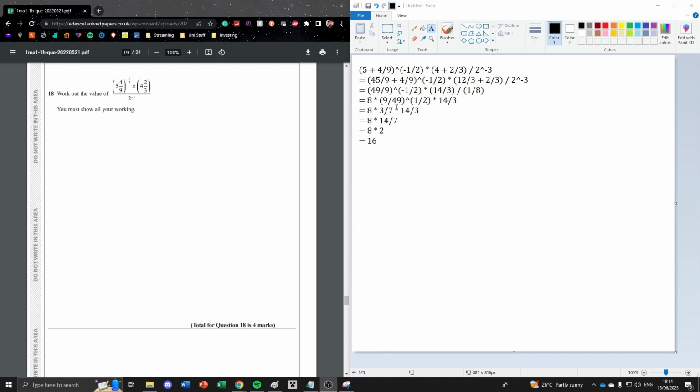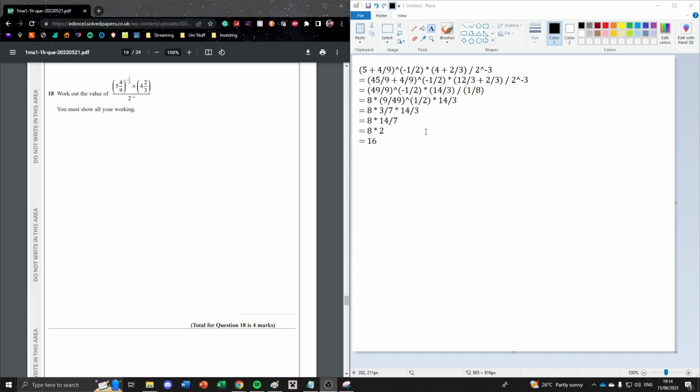One of our final steps is, of course, power of a half effectively means to square root. Similarly, power of a third would mean to cube root, and so on and so forth. And so, of course, we just square root the top and the bottom. Square root of 9 is 3, square root of 49 is 7. So we end up with 8 times 3 divided by 7 times 14 divided by 3.